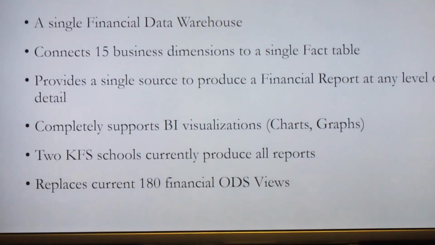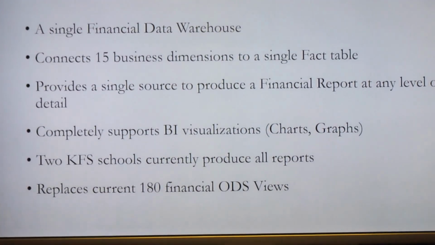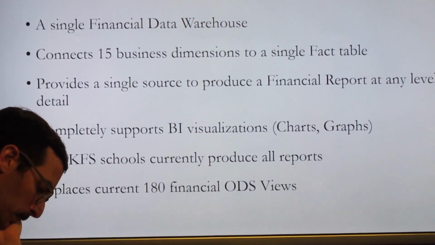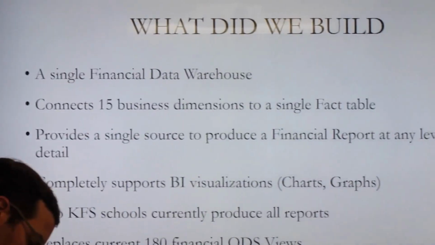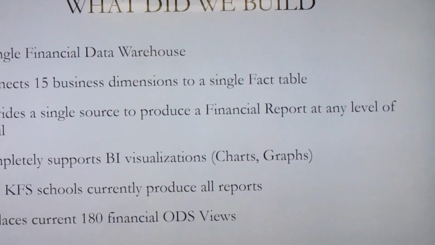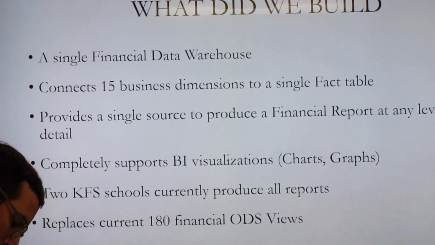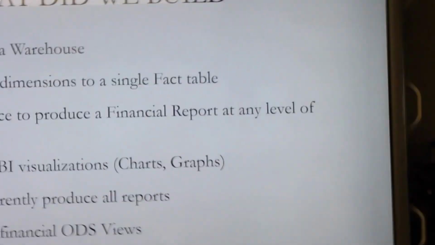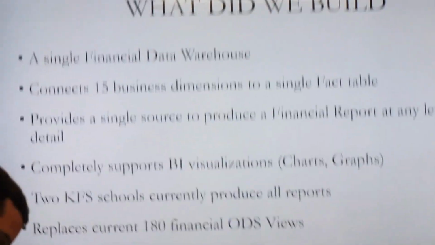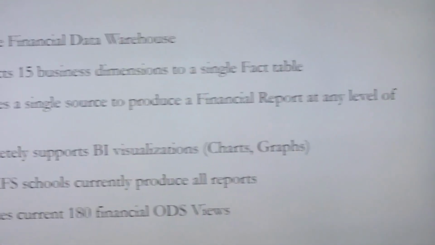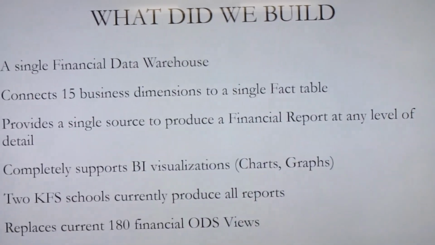In this financial piece of the data warehouse, we have something like 15 business dimensions and a single fact table. We'll get to the definitions a little later. Like I said, this is supposed to produce a financial report at any level of detail, including the very transactional GL transaction level of detail, as well as aggregated dollars. Apart from that, it also completely supports BI charts, graphs, or dashboards that you may choose to build. And we plan to replace about 180 financial ODS views.